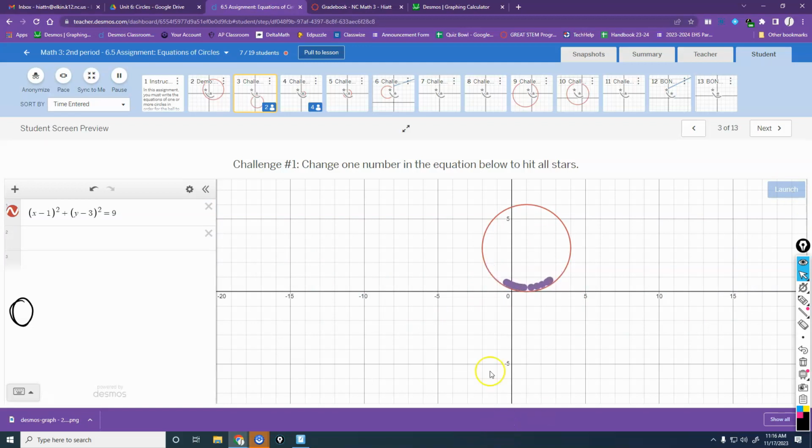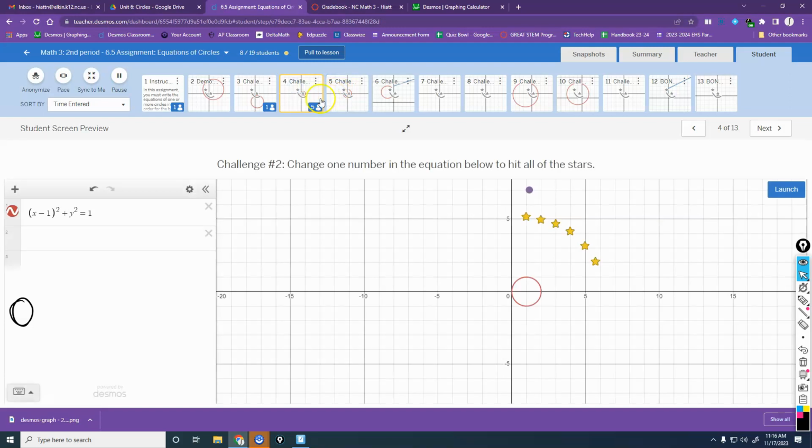We're so good. Okay? On the next one, it's going to tell you to change one number in the equation to hit all of the stars. Those stars look way more spread out than the circle I've got here. If you're only changing one number, which do you think we should change? The radius. Right now it's 1. I don't know for sure how big it's supposed to be. Let's try like 5. Not big enough. 10. Still not big enough. 15. 25. 25 looks perfect.